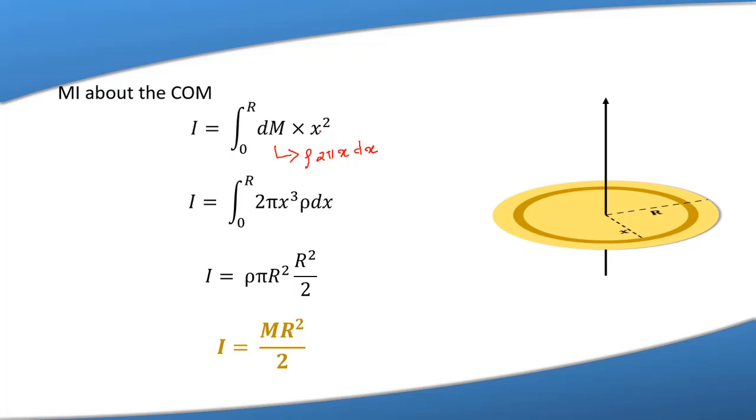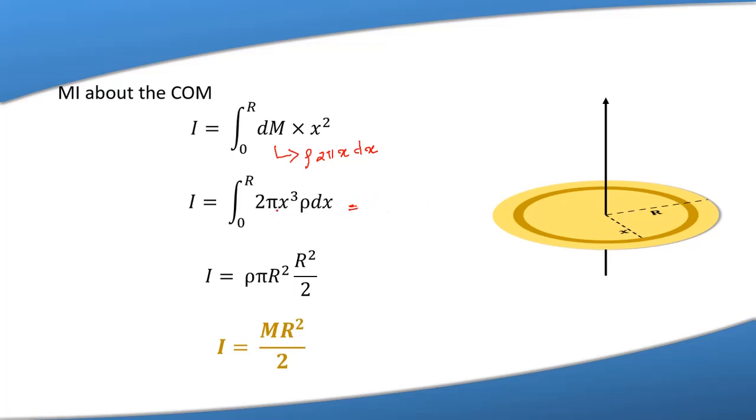Therefore, I can multiply this x square with this x and write it as x cube. I have my 2x, 2x will come over here. I have my rho here, dx over here. I will multiply my x with this x square and I will get an x cube. So, how can we calculate this?